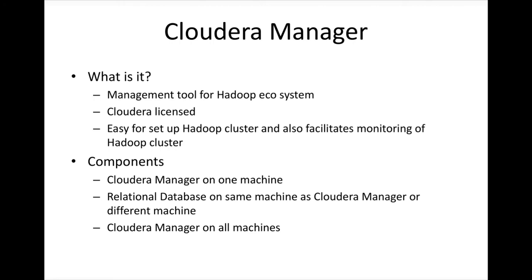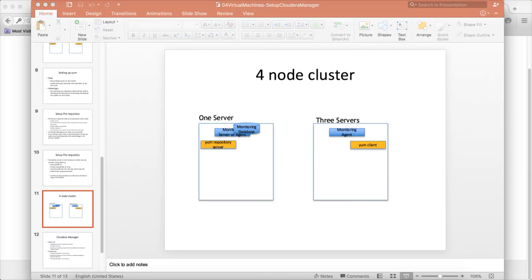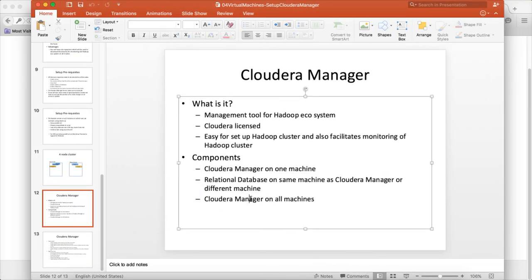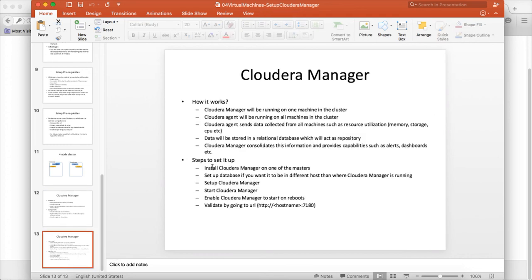So the components are Cloudera Manager on one machine, a relational database on the same machine as Cloudera Manager, or it can be on a different machine also. We have configured the embedded database without getting into the advanced stuff, and the Cloudera Manager agent, not the Cloudera Manager here. So there is a typo in the slide. Cloudera agent will be running on all the machines in the cluster. So that we will take care of afterwards. For now, we have installed only the Cloudera Manager on one of the nodes in the cluster.